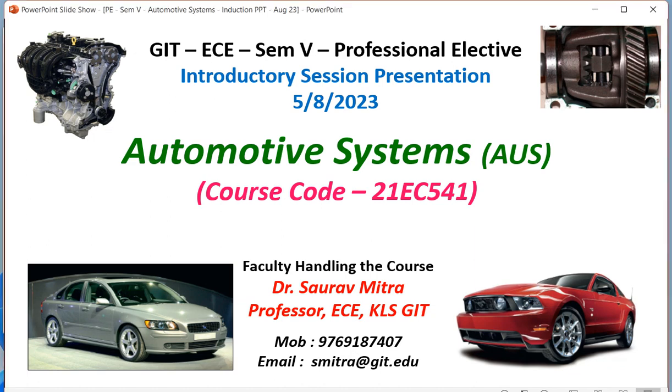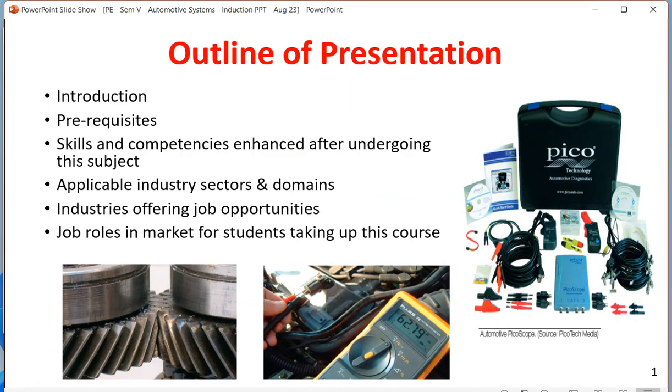First, before going for the details, we will see what is the outline of the presentation. First, we will see introduction, what is the background of this course, what are the prerequisites, which are the subjects we have studied already and which are the subjects needed to understand the basics of this course, skill and competencies enhanced after undergoing this course. So course learning objective, course outcome we will see here.